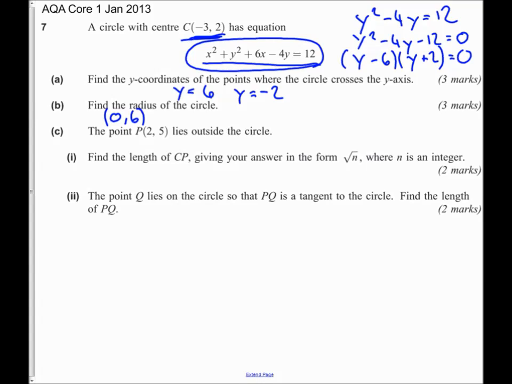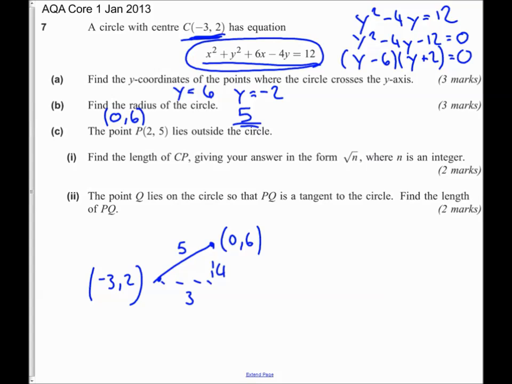I'm going to use Pythagoras. I'm going to go from (-3, 2) to (0, 6), and just do a bit of Pythagoras. To go from minus 3 to 0, I'm going across 3. To go from 2 to 6, I'm going up 4. And then hopefully you can see that this is a 3, 4, 5 triangle. So my radius is going to be 5.